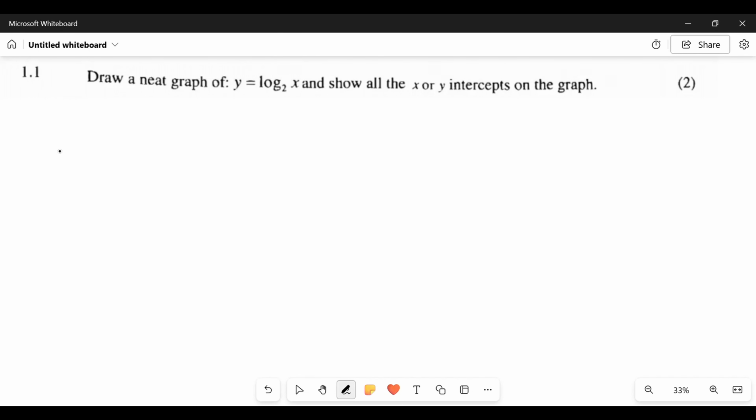Since this is a log graph, guys, we need to use the table method. Always use the table method whenever you do a log graph. It's way easier that way. There we go, so let's create the table.